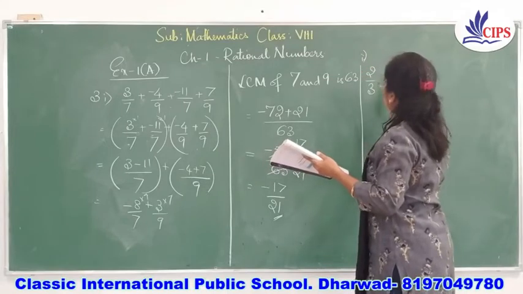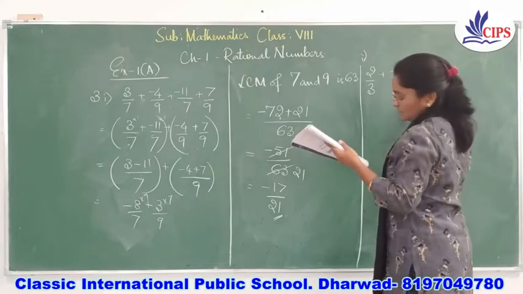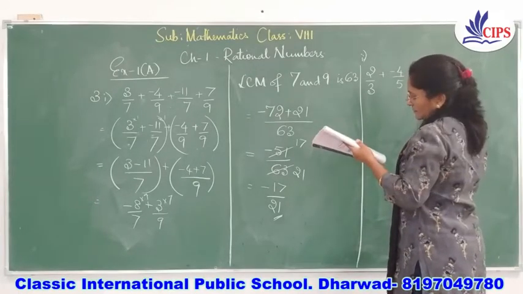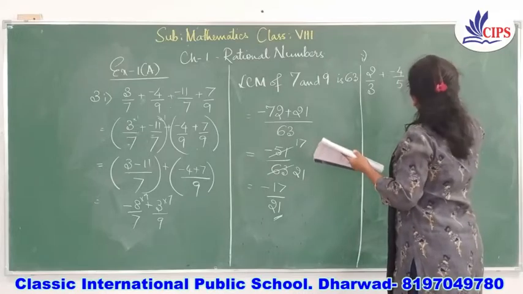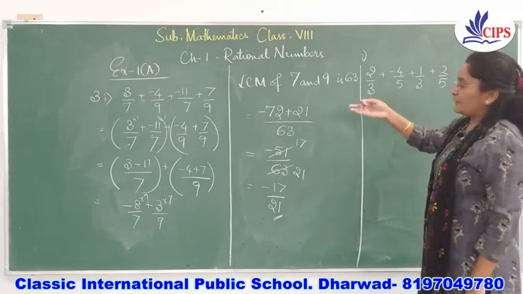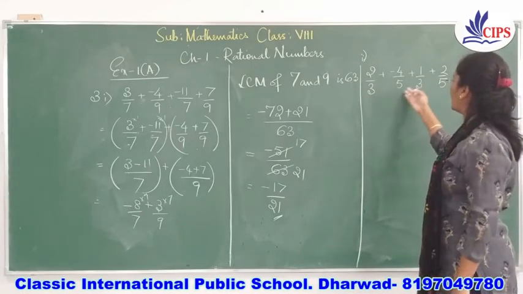That is 2 by 3 plus minus 4 by 5 plus 1 by 3 and 2 by 5. Now, as I have told you, we have got the same denominators, that is 3 repeated again, 3 3 and 5 5.